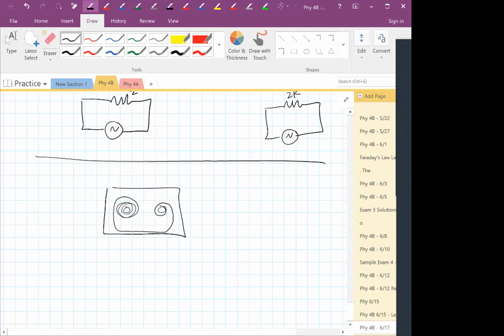First of all, the cassette tape stores information magnetically, right? So you've got a whole series, right? You've got a north pole pointing up, a north pole pointing up, a north pole pointing down.